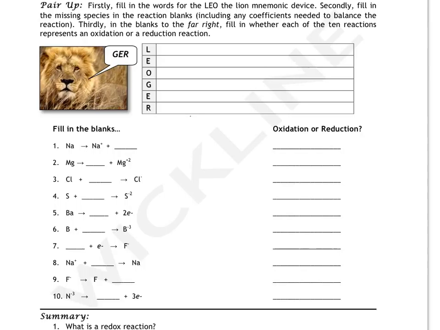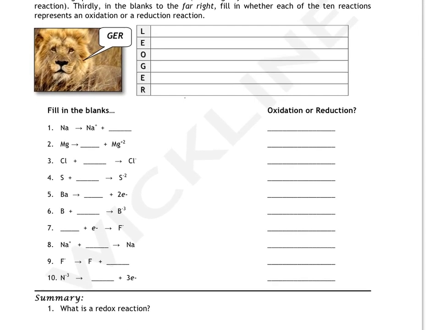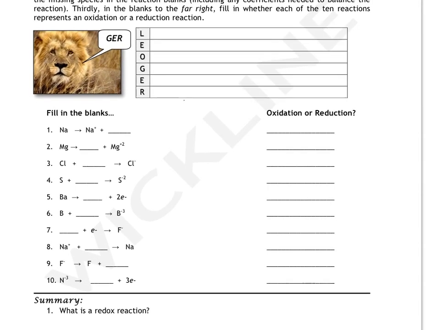Alright, and we have reached the pair up. What I need you guys to do is fill in the blanks of questions 1 through 10. Just get the reactions written down first before class starts, and then we'll fill in the blanks in class.